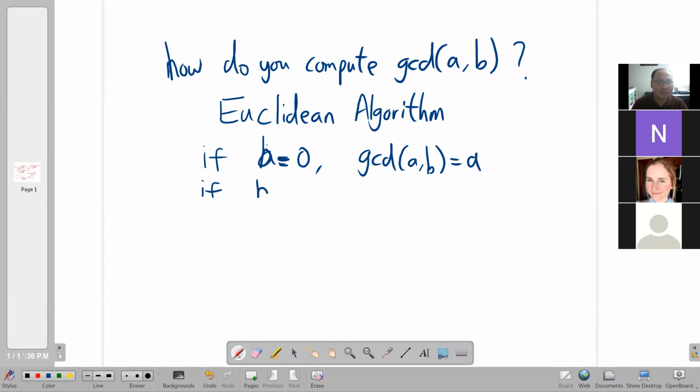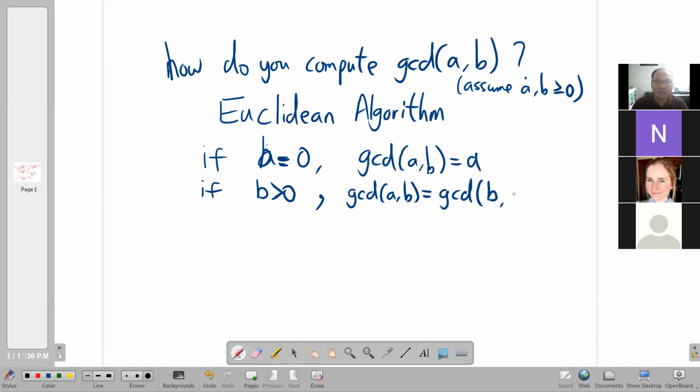If B is greater than 0, okay, so here, assume A and B are greater than 0, so there are no negative numbers. You can do negative numbers too, but let's not worry about that here. If B is greater than 0, then the GCD of A and B is the GCD of B and A mod B.